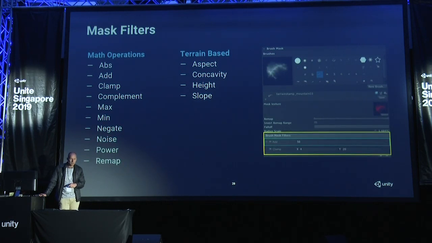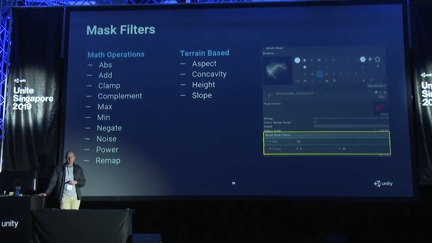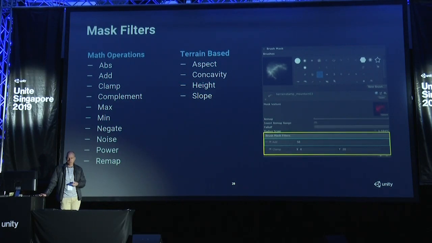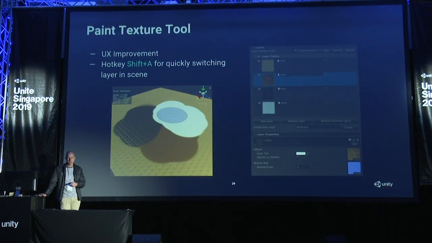Here's all the different filters you can use. So you can add something, I can negate something, so I can start taking away from a terrain. I can add noise. I can do things within a height range or a slope range, or in a concave area. Other things here, like a shortcut tool. So again, when I'm changing my brush, I don't have to go click in the editor and change which brush I'm using. I can just hit Shift A and then cycle through the brushes that are available for me.